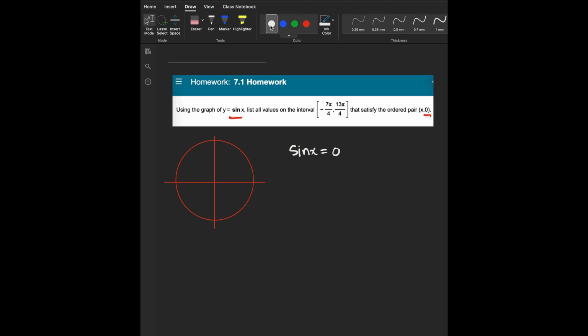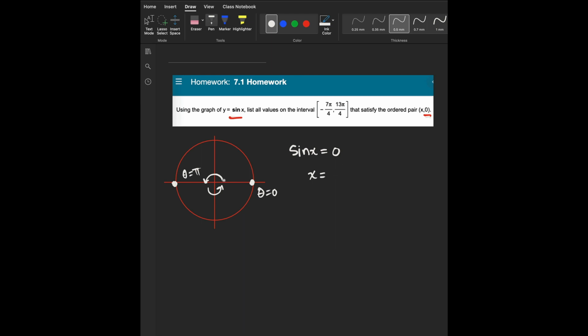Now, if we look at the unit circle, the point on a unit circle is x comma y, where the y value is sine. So this angle right here, theta equals 0, has a sine value of 0. Similarly over here at pi, so theta equal pi also has a sine value of 0. In particular, if we rotate pi units again and again and again, we will end up with an infinite number of angles that have a sine value of 0, and they are pi apart.